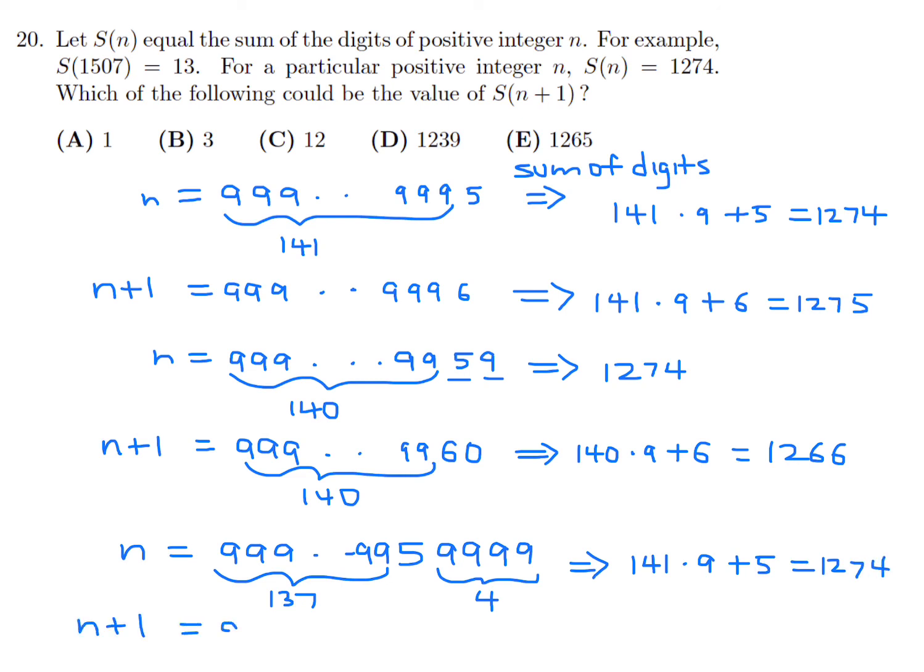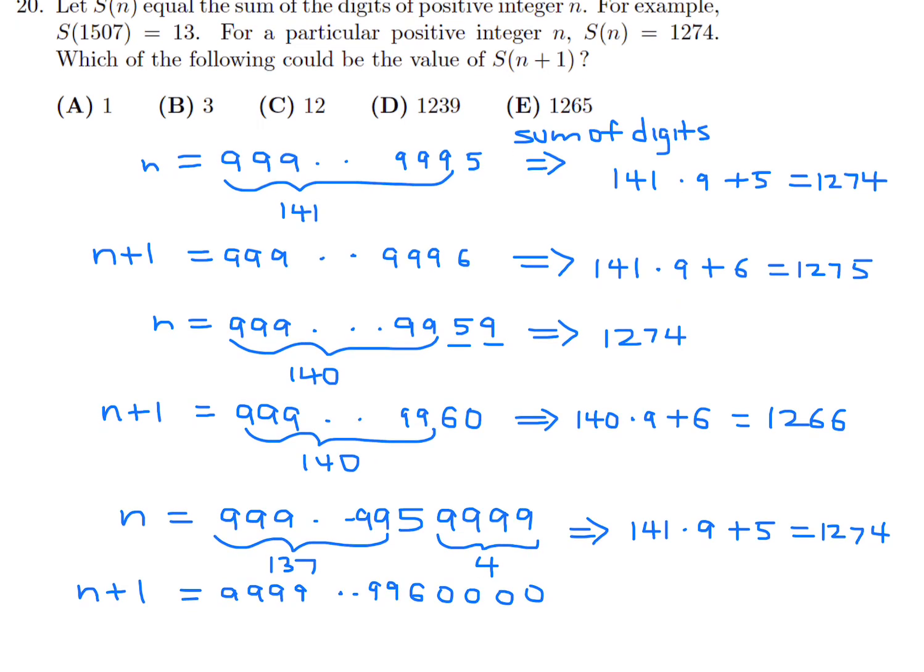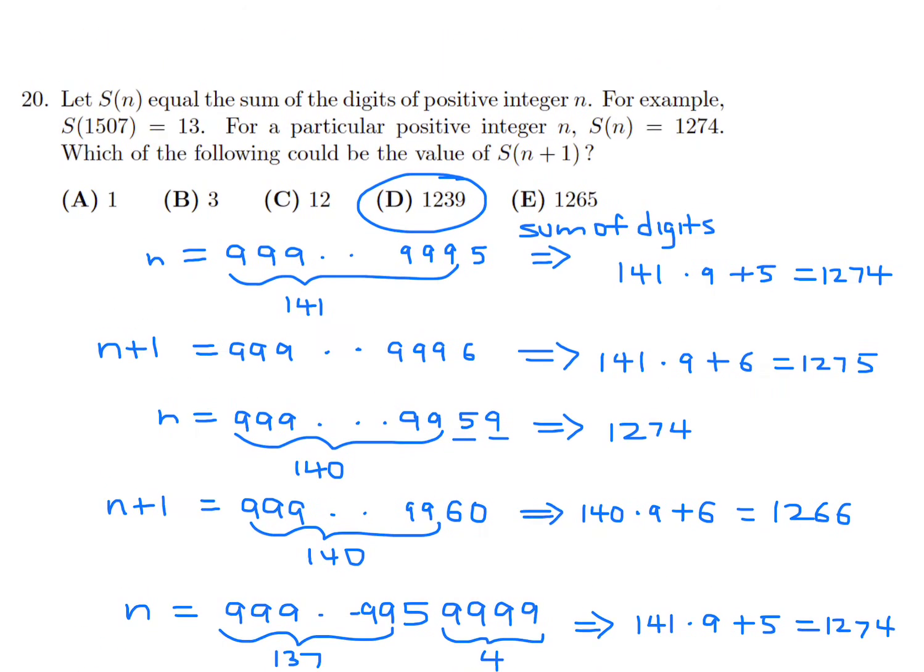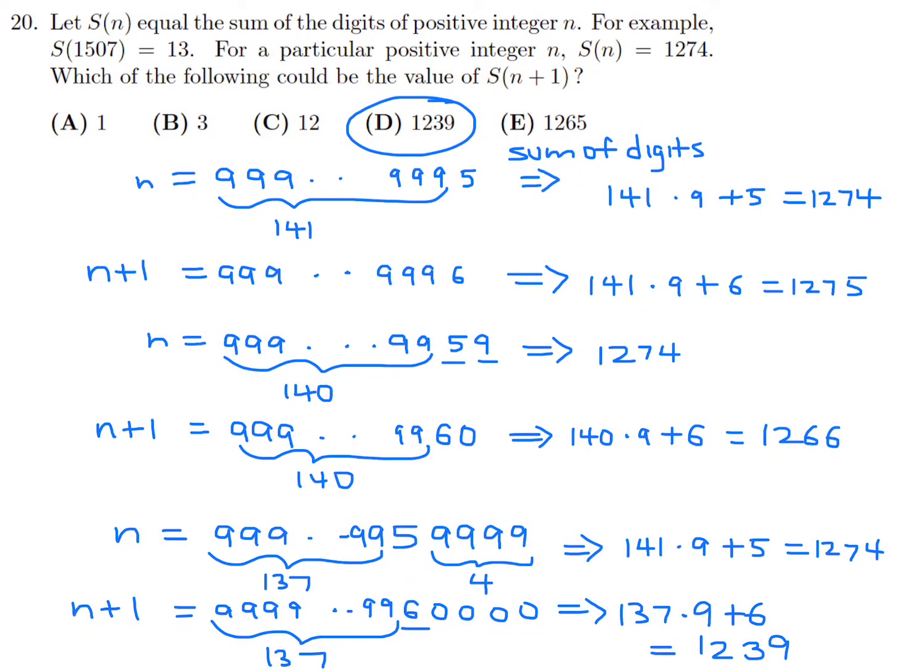It becomes 9999, whole bunch of 9s, right? But then at the end it becomes 60000. So this is now 137 nines and a 6. So it'll be 137 times 9 plus 6, the sum of the digits. And that is 1239. And that is one of the answer choices for number 20, it is D.